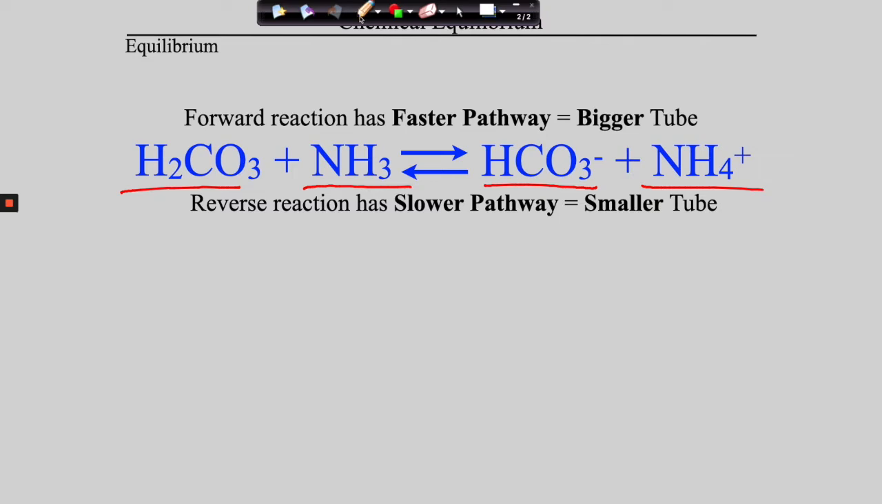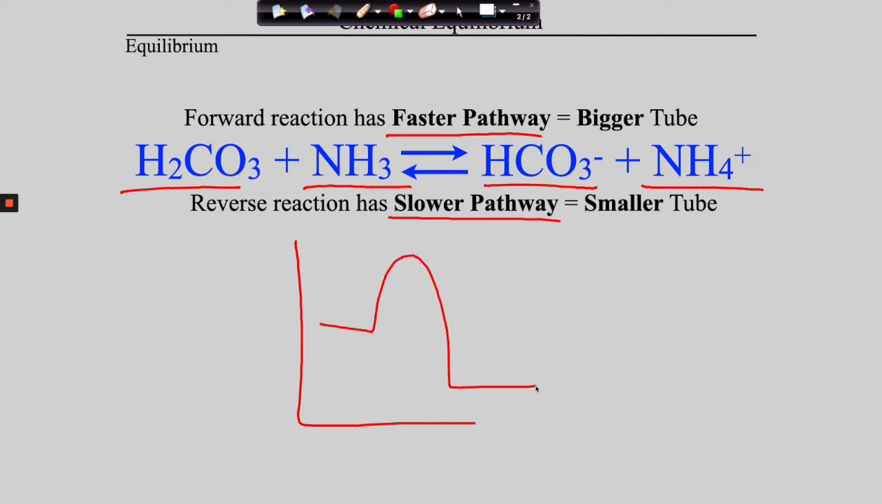And as we did this, we talked about the idea that we have different speeds for the pathways. And we related this back to the idea of the activation energy hump. If the forward reaction has a lower activation energy hump, and the reverse reaction has a higher activation energy hump, then the forward reaction will have a faster pathway. The reverse reaction will have a slower pathway, and then we related this to the size of the tubes.